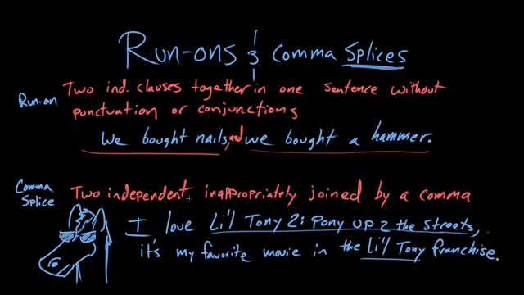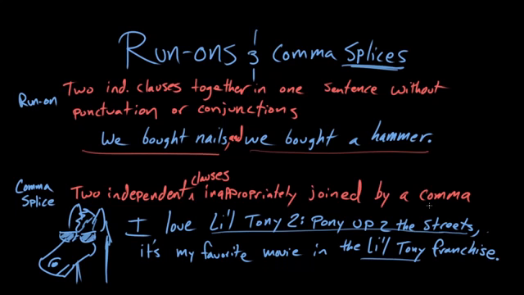Oh, and this whole time, I forgot to say, two independent clauses inappropriately joined by a comma. So we've got independent clause number one. Remember, this thing could stand on its own as a sentence. I love Little Tony 2, Pony Up to the Streets. That could be its own sentence, ended with a period. Period. It's my favorite movie in the Little Tony franchise. Period. But we have these two independent clauses, right?